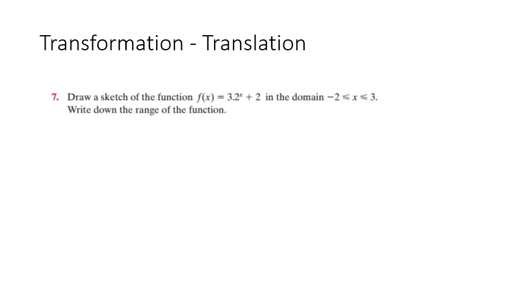Okay, so now we're going to have a look at translation. So this one I suppose would be more rare in comparison to the previous one. I haven't seen it as much in exam questions, but it is relevant and quite useful, so we're going to go through it anyway. Draw a sketch of the function f of x equals 3 times 2 to the power of x plus 2 in the domain -2 is less than or equal to x, which is less than or equal to 3. So we're taking values from -2 to 3.